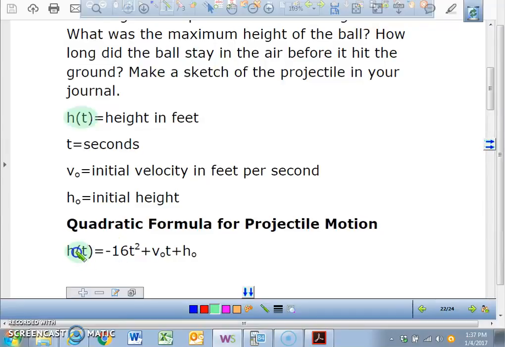Goes right there. That's our height in feet. That's what we're going to be finding. What's the maximum height? T represents seconds. You'll notice we have a t variable here and a t variable right there. This one's kind of tricky.